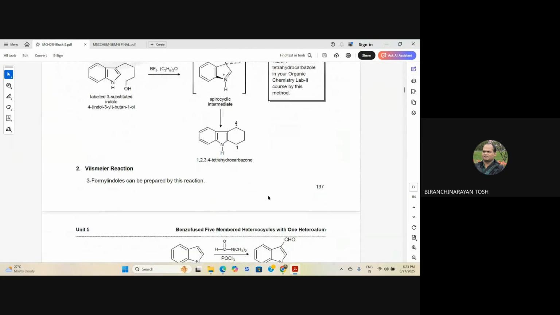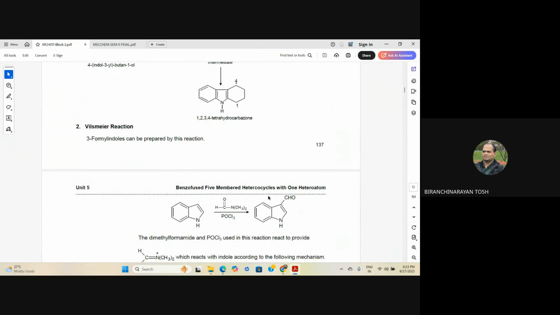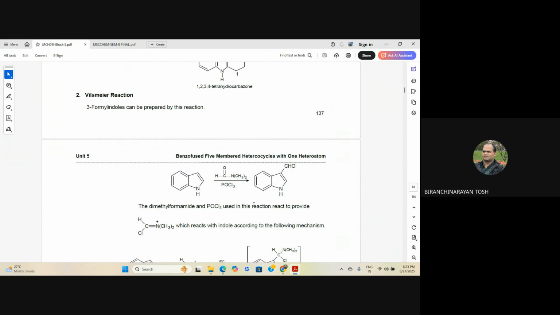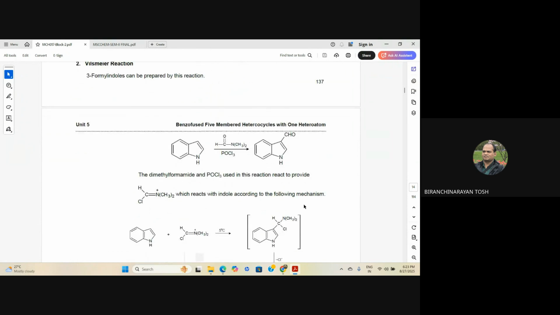Then the Vilsmeier reaction. 3-formyl indoles can be prepared by this reaction. So indole reacts with N,N-dimethylformamide and POCl3, phosphorus oxychloride, to give 3-formyl indoles.